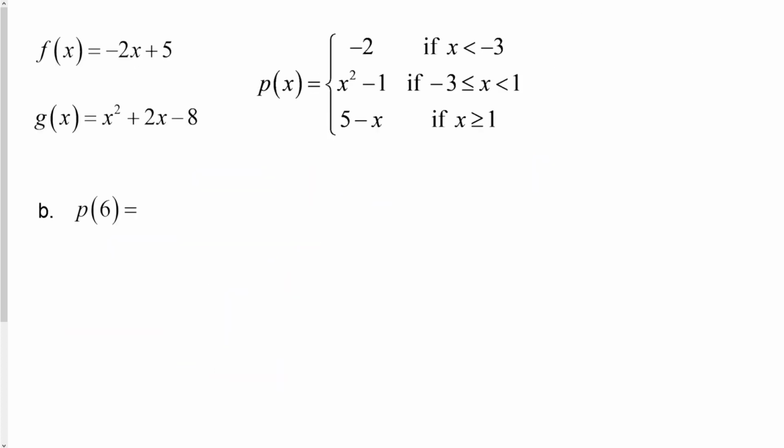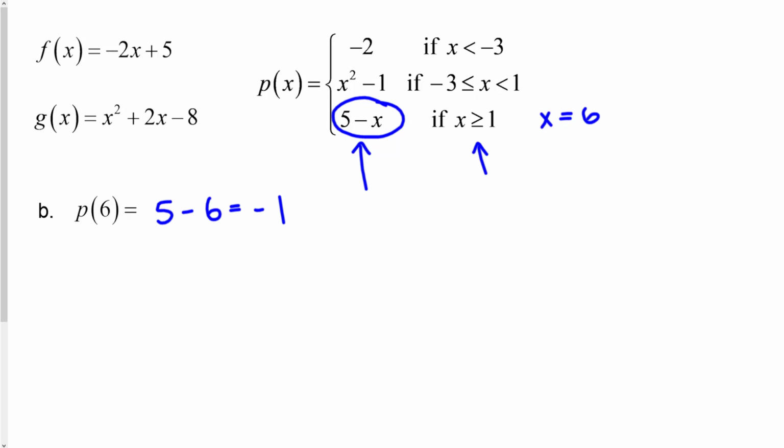Part B, evaluate p of 6. So now I'm evaluating a function that is piecewise. So in order to evaluate a piecewise defined function, I must choose one of these three functions through these domains here. So the point that I want to evaluate at is x equals 6. And x equals 6 is greater than 1. So that means the function that I'm going to use is this first one, 5 minus x. So 5 minus 6 is negative 1.